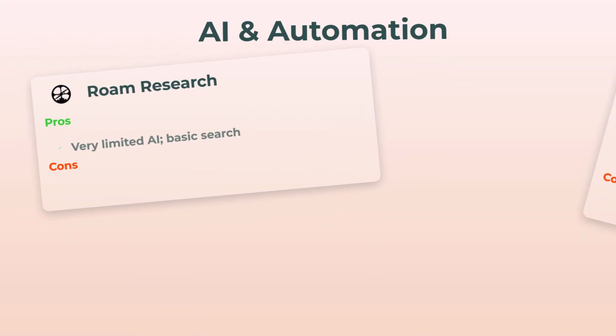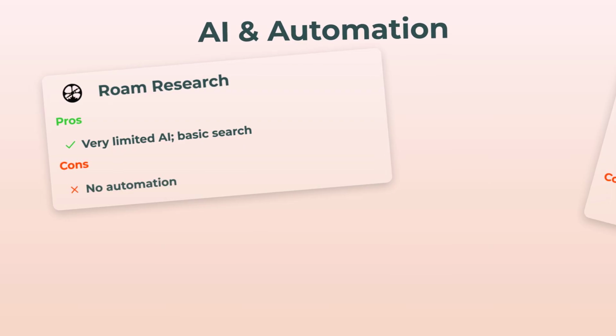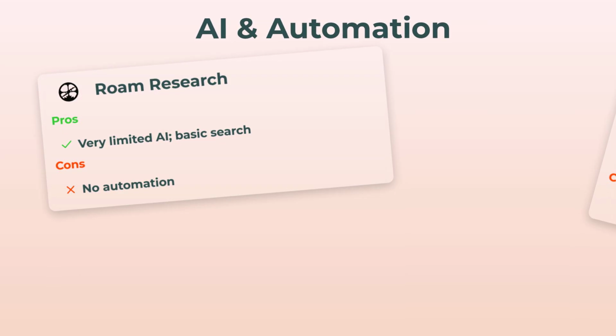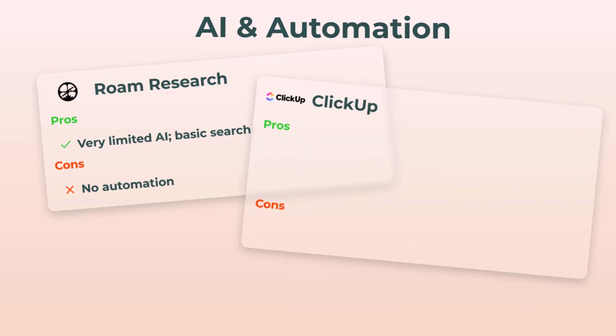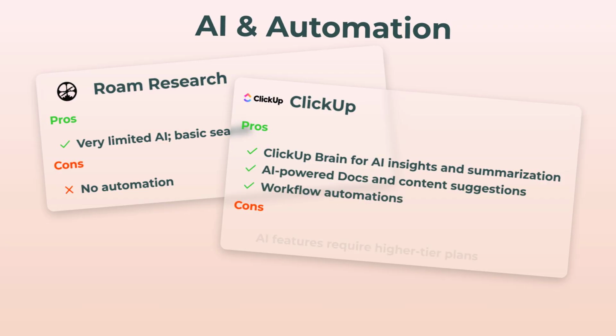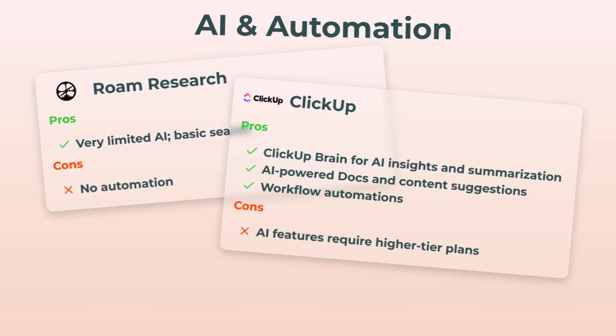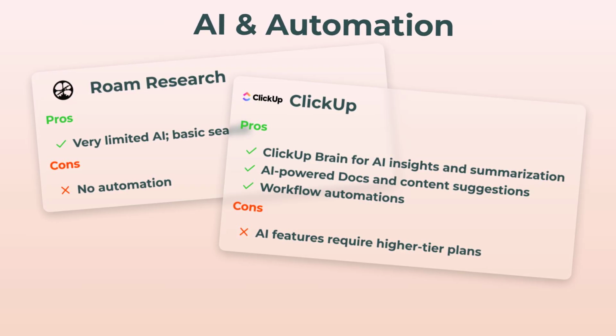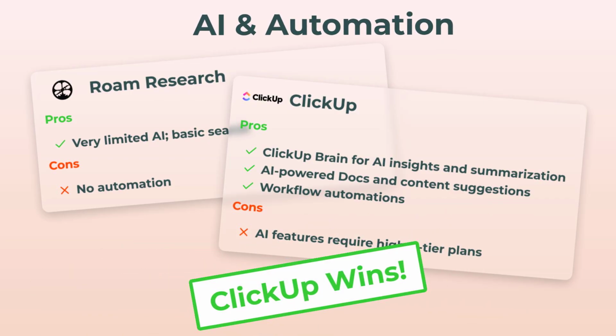Let's get maybe a little nerdy. AI and automation. In Roam, you'll run into some basic search, and well, that's kind of it. No real automation or AI bells and whistles, but ClickUp. Oh, and here's something cool. They have their very own ClickUp Brain. It dishes up AI insights, summarizes docs, basically helps you work faster. Workflow automations, content suggestions, lots of smart features. You've got to pay more for some, but man, it's slick if you're into that stuff. ClickUp definitely takes this one.